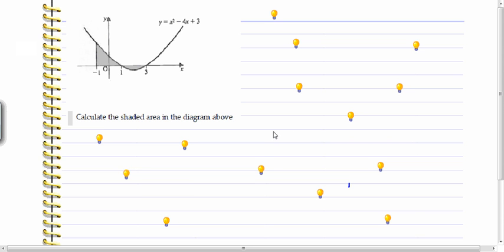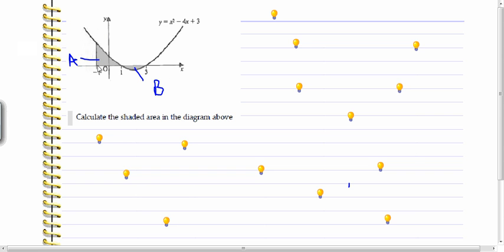Now in this question we're asked to calculate the shaded area, and we can see that the curve we're given cuts the axis. So there are two areas we've got to worry about. There's this first one here, which we'll call area A, and then below the axis, we'll call this one area B. So we've got to work both areas out separately.